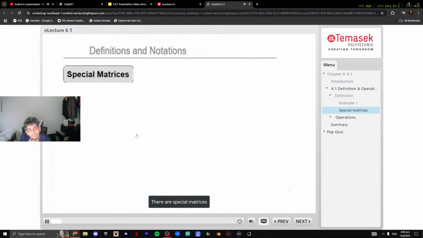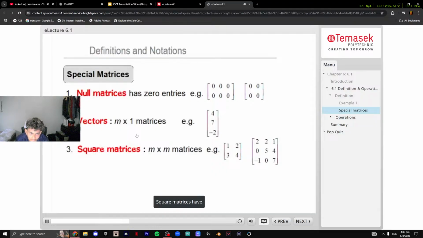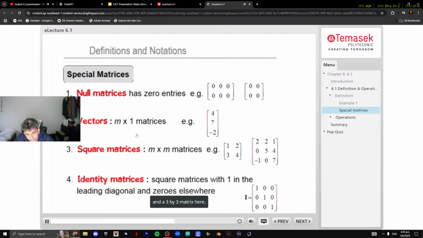There are special matrices that are of interest to us. Null matrices have all the entries as 0. Vectors are matrices with only one column. Square matrices have the same number of columns and rows. So we have a 2 by 2 matrix here and a 3 by 3 matrix here. And the identity matrices are a special type of square matrices with 1 in the leading diagonal and 0 elsewhere.